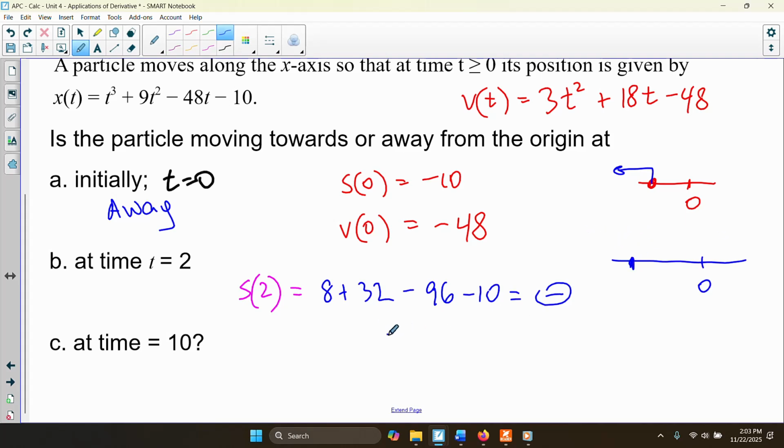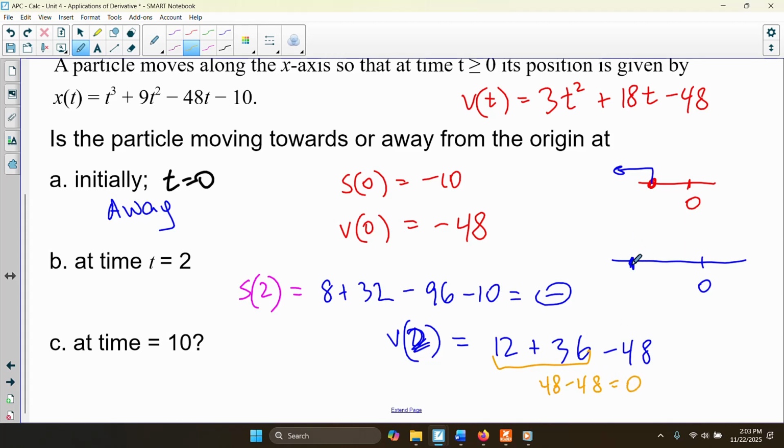So that will be your velocity at 2. So plug this 2 in here. So 3 times 4, right? 3 times 4 is 12, plus 2 in here is 36. And, oh, that's interesting. Okay, okay. And minus 48, right? So minus 48. And so this right here is 48. So it's 48 minus 48 equals 0.